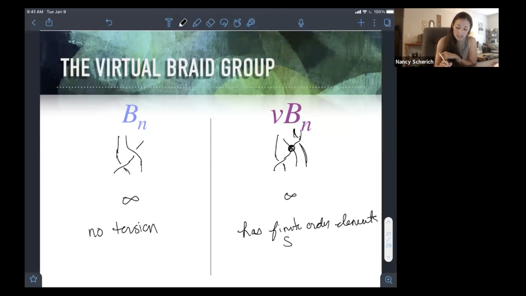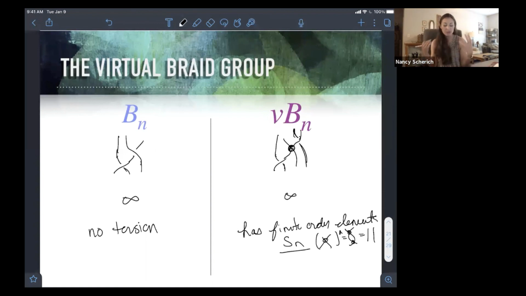Namely, it contains the symmetric group, right? So the virtual crossings have order 2. So if I take this guy and square it, so if I get the picture that looks like this, where I have 2 virtual crossings stacked on top of each other, this is just the identity. So I have finite order elements inside this virtual braid group. So that is a very big difference between the classical setting and the virtual setting. In a classical setting, there's no torsion. Virtual setting, there is torsion.